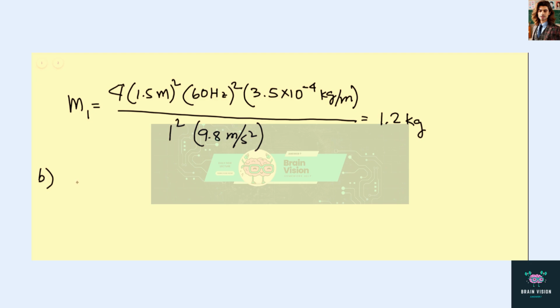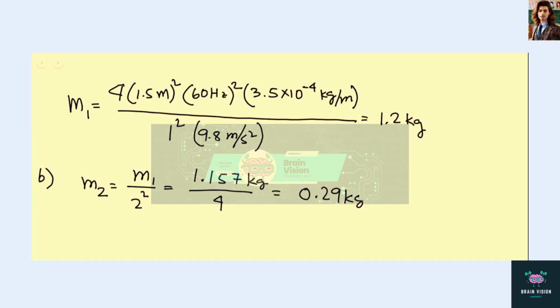In part B, we see that m2 is equal to m1 by 2 squared, because all the other terms will be constant. The only thing that will change here is the n value, so that's why it's m1 over 2 squared. And now if we put the value of m1, 1.157, so this is the actual value of the mass, but we approximate that to 1.2 kg. So we divide that by 4, and that gives us 0.29 kg.